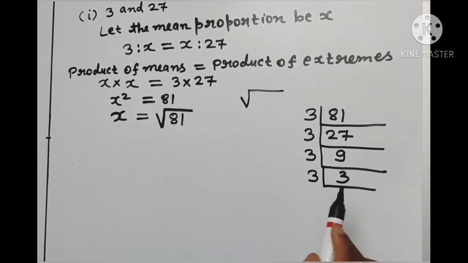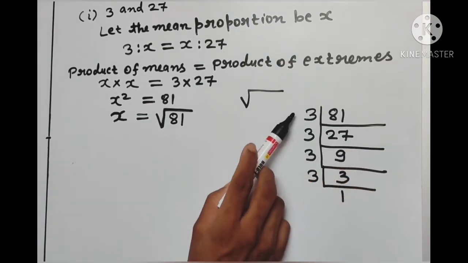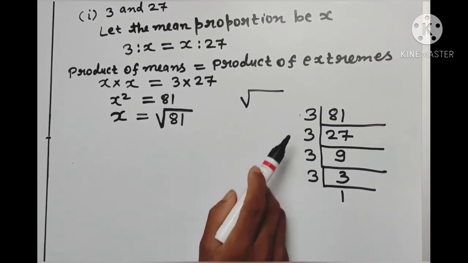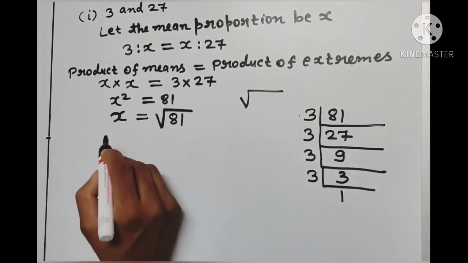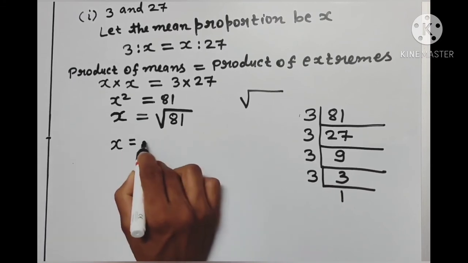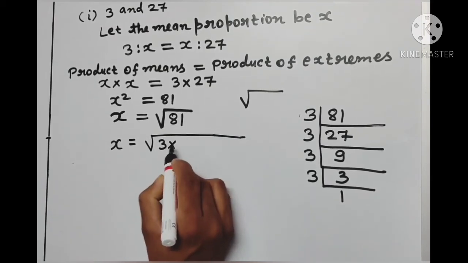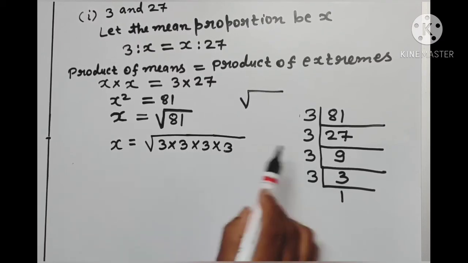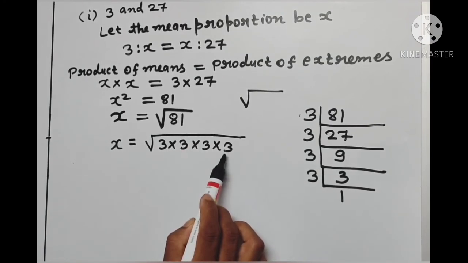So now we have got the prime factorization of this number 81, and it is equal to the product of all these numbers. Okay, so I am going to write the product of all these numbers in place of 81. So x equal to square root 3 into 3 into 3 into 3. So I have written the product of all these numbers in place of 81. Here you can see that. Clear?